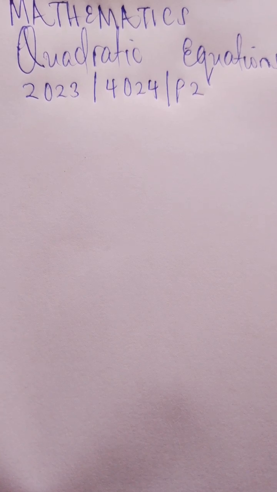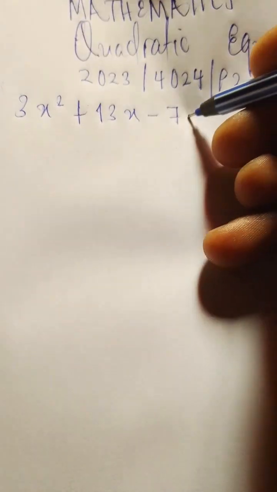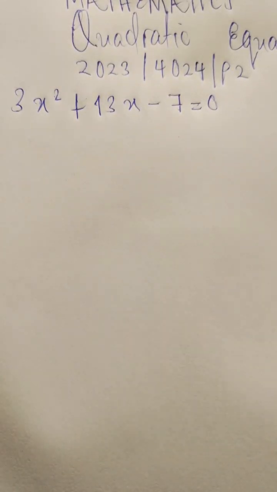Okay, let's get started. I'll use a question which was asked in the 2023 paper 2, which was: solve the equation 3x squared plus 13x minus 7 is equal to 0.